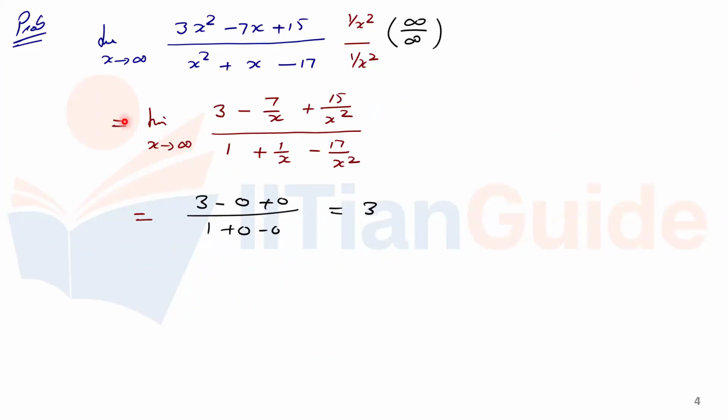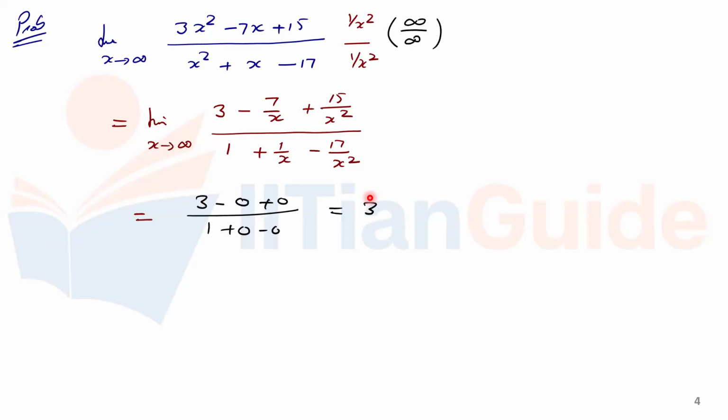ये करिएगा नहीं। When x is tending to infinity, x square will be very large in comparison to x and 15. So 7x and 15 को मैं डिलीट कर दूंगा in comparison to 3x square का डिलीट। Do the same thing here. x and 17 minus 17 delete with the comparison to x square. You are getting 3x square upon x square get cancel. You are getting 3. 3 is your answer. ठीक है, बात फॉलो कर लिया ना?